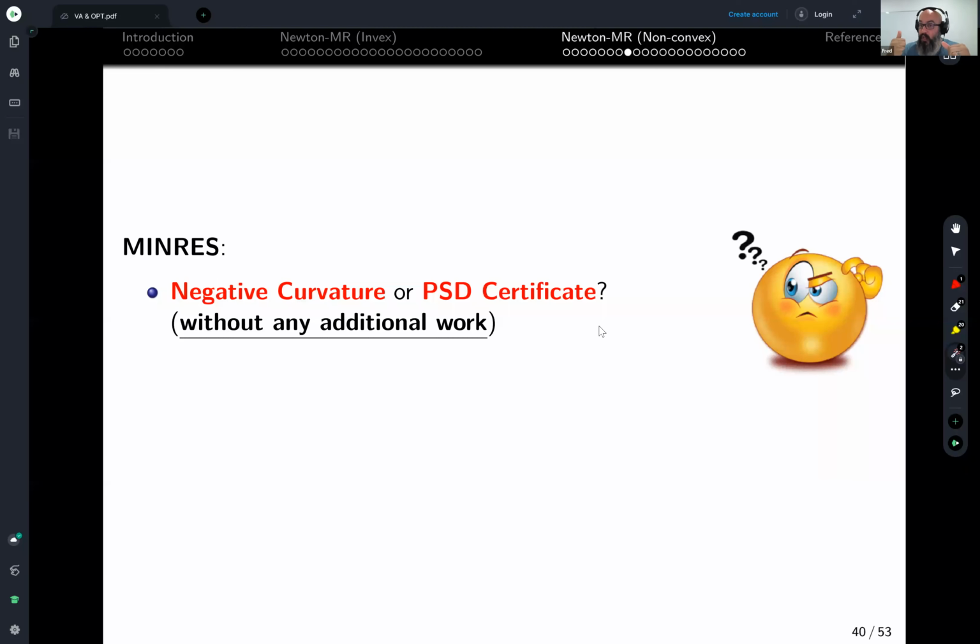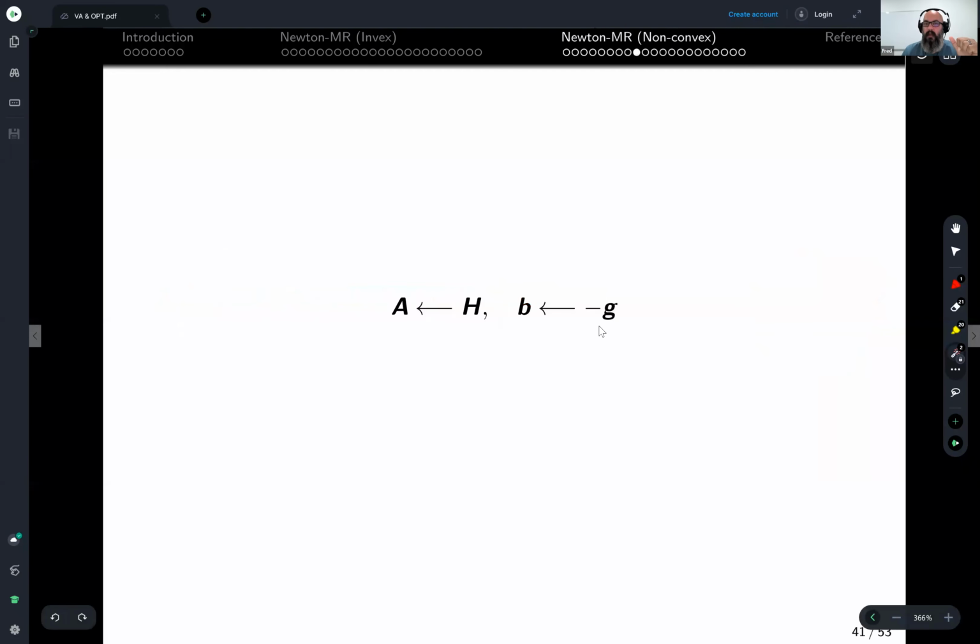Two, if we couldn't detect negative curvature at the end of all of our iterations, can we certify that the matrix is positive semi-definite? So does it come with a certificate of positive semi-definiteness? And finally, what are the monotonicity properties of MINRES that we can use, for example, within trust region type algorithms?